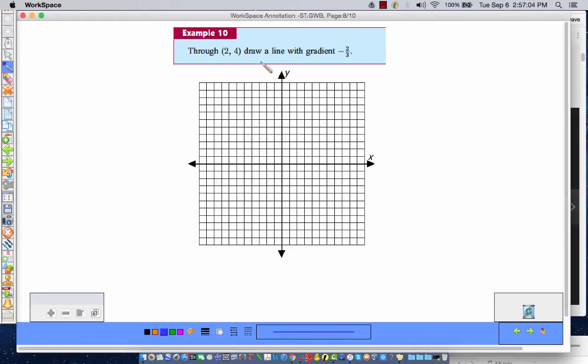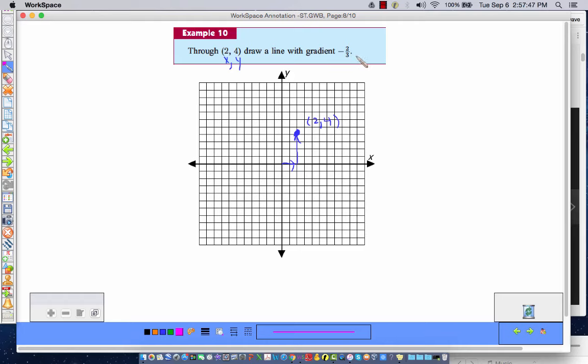Through 2, 4, draw a line with gradient negative 2/3. Okay, so let's plot this point because they want a line that goes through 2, 4 that has this gradient. So I'm going to plot it starting at the origin. Remember, this is your x, this is your y. So I'm going to start at the origin and go right 2 and up 4, 1, 2, 3, 4, to plot this point. So this is the point 2, 4. Okay, so from there, I'm going to use my gradient to find another point because remember, you can draw a line through any 2 distinct points.